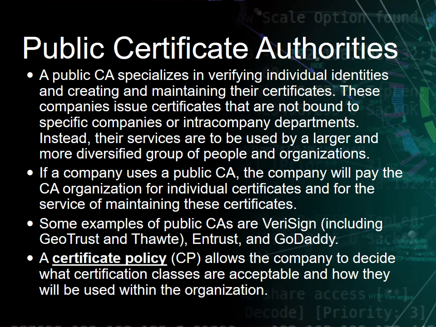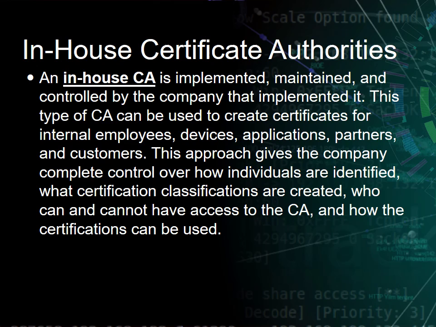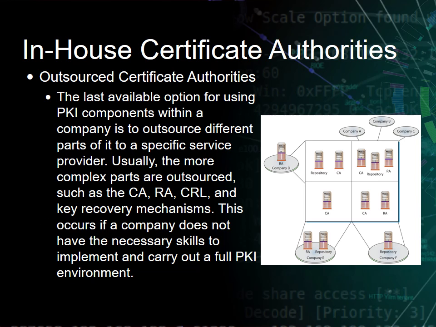A certificate policy allows a company to decide what certification classes are acceptable and how they will be used within the organization. Opposite of the public certificate authorities, an in-house certificate authority is implemented, maintained, and controlled by the company that implemented it. This type of certificate authority can be used to create certificates for internal employees, devices, applications, partners, and customers. This approach gives the company complete control over how individuals are identified, what certification classifications are created, who can and cannot have access to the certificate authority, and how the certificate can be used.